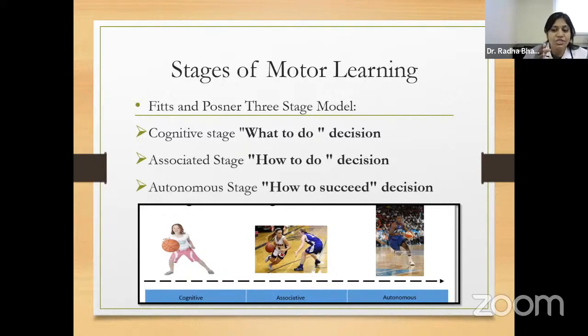So that stage is your cognitive stage, where you repeat. Okay, fine, the first step was, release the handbrake, then I need to see whether it is in neutral, I need to press the clutch, then I need to do this particular thing. So you were going with those declarative things, you were recalling and you were doing. So the stage of learning you are in is the cognitive stage.